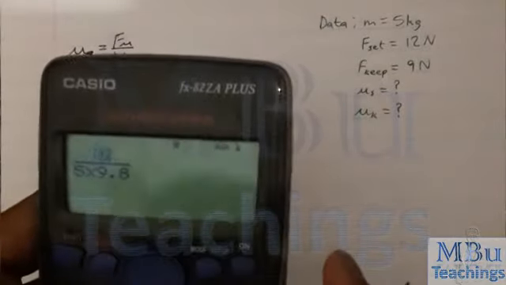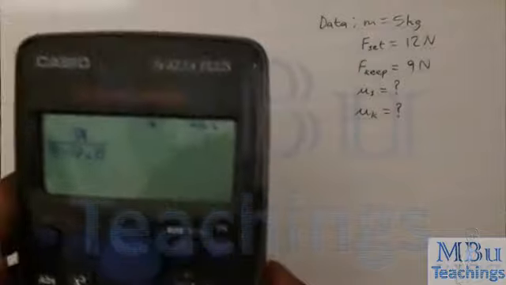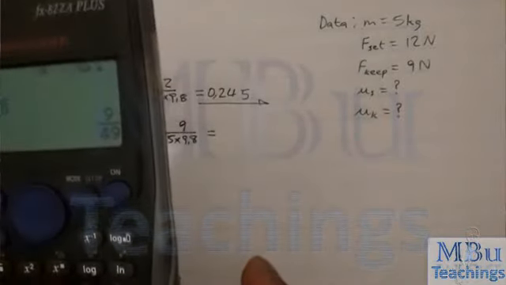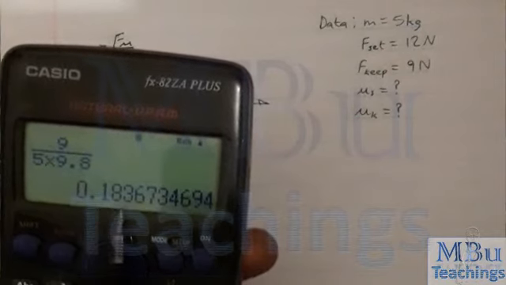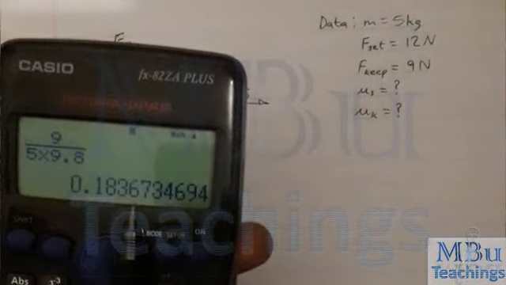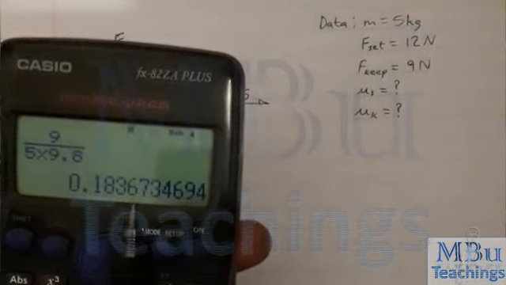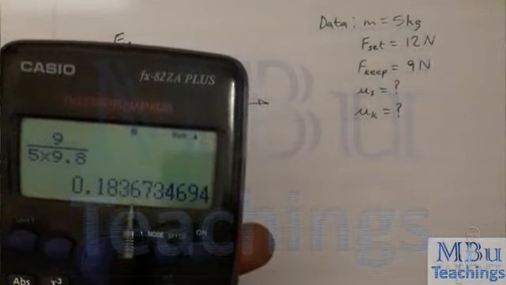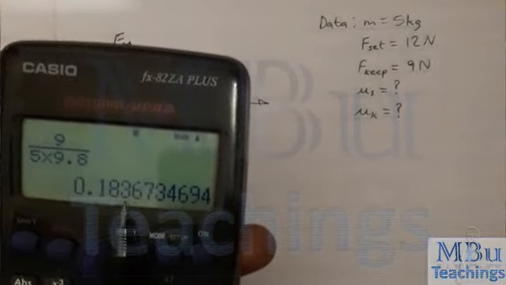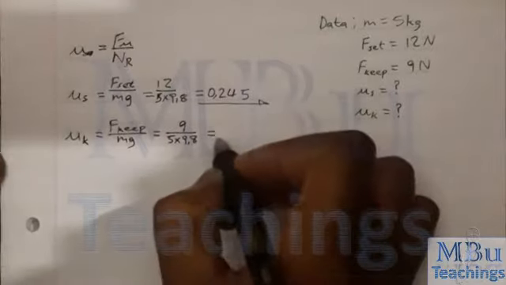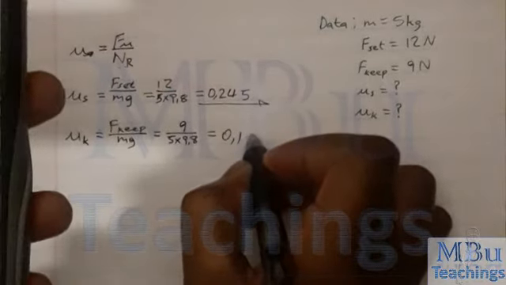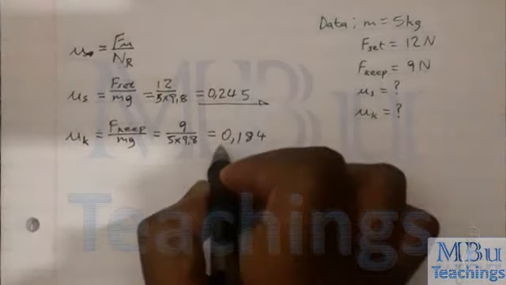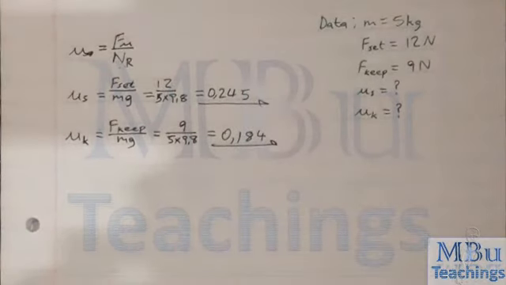Which will equal 0.1836. Again, 6 is more than 5, so this 6 rounds up and makes the 3 a 4. So it'll be 0.184, and still you do not have units, so that will be your answer. That's how you will go about solving such a problem.